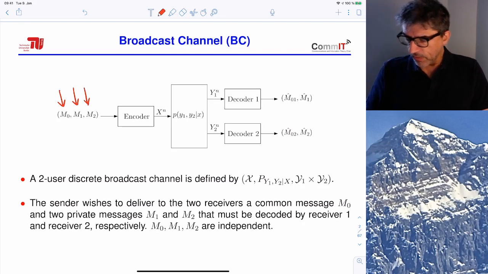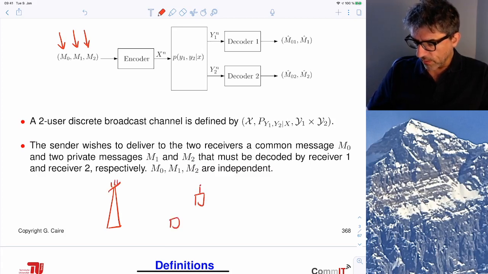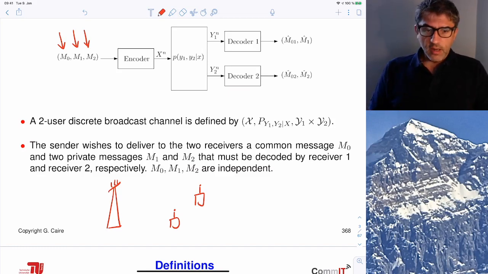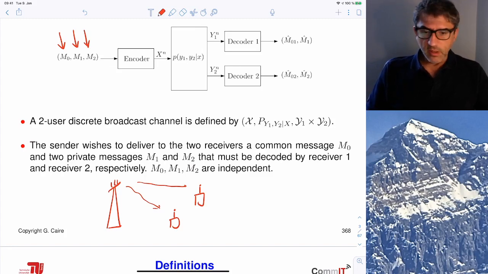You may think, for example, of the downlink of a cellular system where the transmitter is the base station, and then we have two users. And so the base station has just one radio channel to use to communicate to these two users. And of course, there are several practical schemes that do this. For example, time division: we can send one packet to one user at some time slots and then one packet to the other at other time slots. Frequency division: we can allocate sub-channels to the two users on different frequencies. But in general, as we will see, these are not optimal strategies.